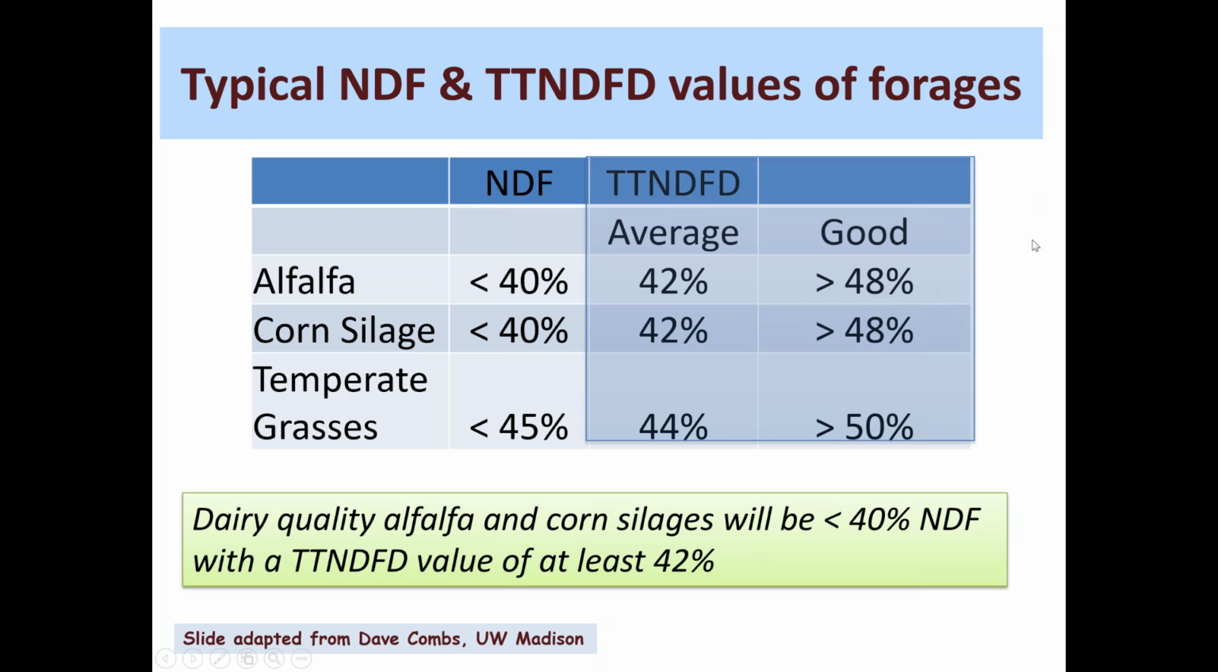I think the challenge now is to develop good NIR equations for corn silage, for example, and maybe some of the grasses to move this forward a little more rapidly than what it has been.